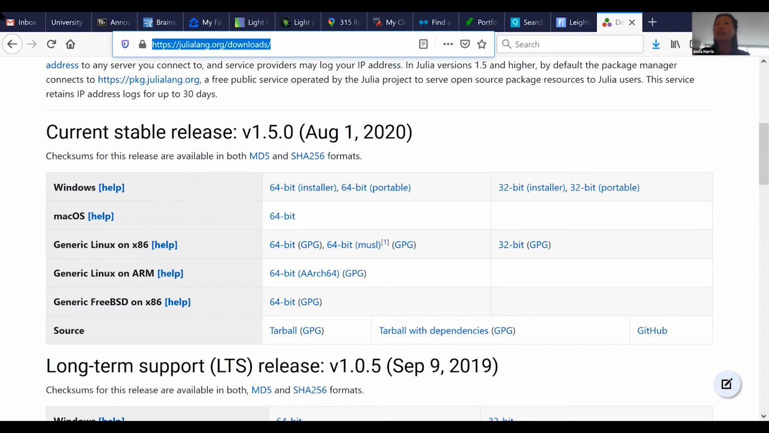All right, anybody have any questions about downloading Julia on Windows if you have a PC or Mac? If you do, you need to ask me now, because I'm about to do something with Julia with you guys.